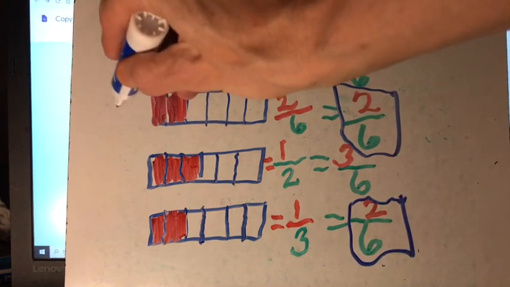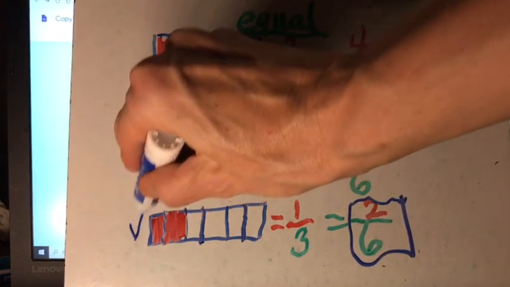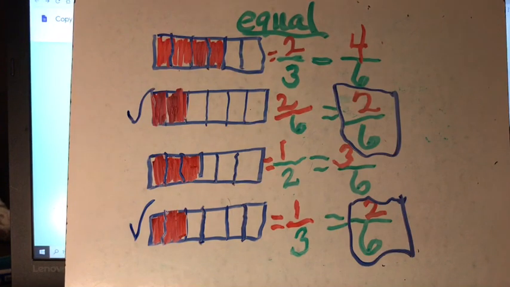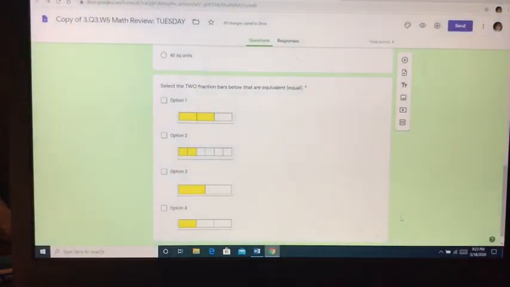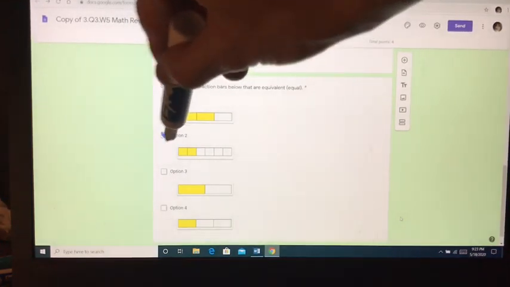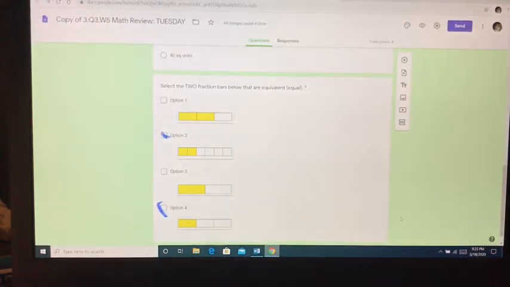So option number 2 and option number 4 are going to be equivalent or equal fractions. So let's look on here. It's going to be option 2 and option 4.